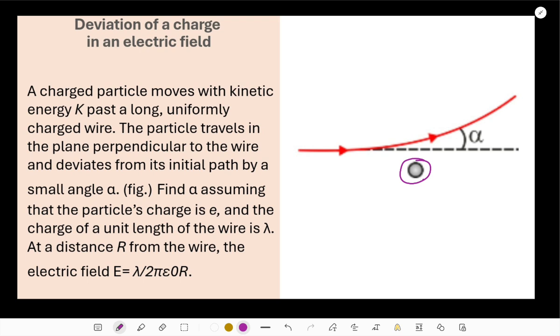At a distance r from the wire, the electric field is, of course, a well-known value: lambda by 2 pi epsilon naught r. So this is the problem. We have to calculate the small angle of deviation. It seems to me a standard problem, and I can see that the charge e is being repelled by the wire when it comes close to it.